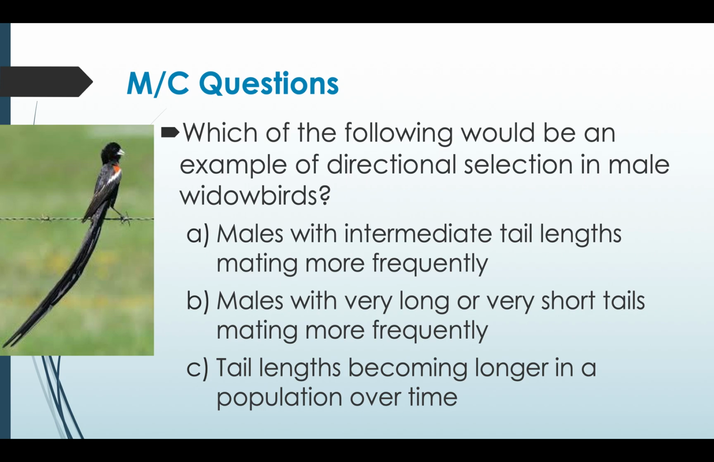The next question is which of the following would be an example of directional selection in male widowbirds? Would it be A, males with intermediate tail lengths mating more frequently, B, males with very long or very short tails mating more frequently, or C, tail lengths becoming longer in a population over time?